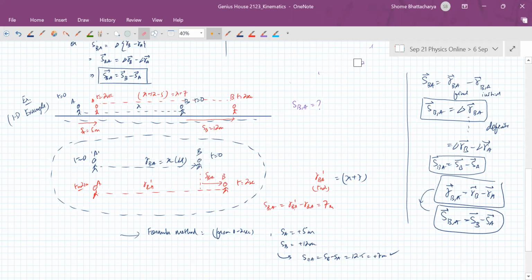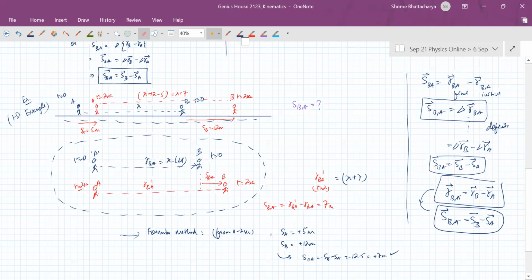What is the relative displacement? Suppose you are the person A. With respect to you, how much has B moved away? That is the relative displacement. Not where B is, but how much B has moved away from you. So come to the lower diagram. At t equal to 0, where are you seeing B? You're seeing B ahead of you at some distance x. At t equal to 2 seconds, where has B gone now? It has gone to x plus 7.